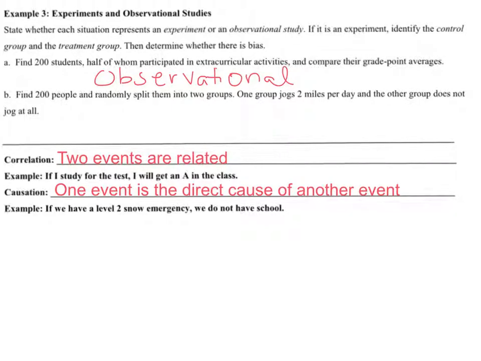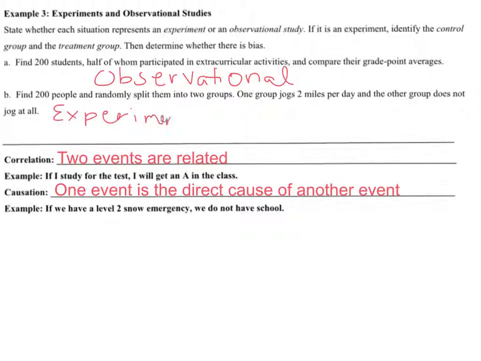In example B, we're going to find 200 people and randomly split them into 2 groups. One group is going to jog 2 miles per day and the other group is not going to jog at all. In this case, we're actually telling some people that they need to do something. So this is going to be an experiment.